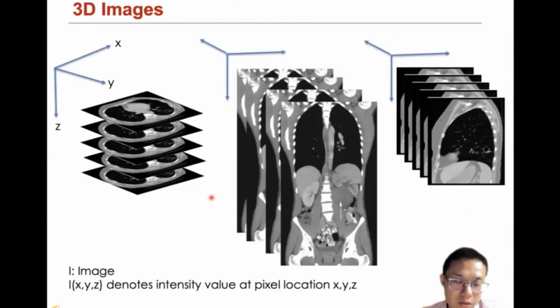Because of the 3D nature of the CT image, we have multiple slices. If we are indicating an image using I(x, y, z), I(x, y, z) indicates the pixel or intensity value in a 3D space, so we'll have the pixel location of x, y, and z. Okay, so this is the important thing we have to remember: the CT is 3D volumetric data.